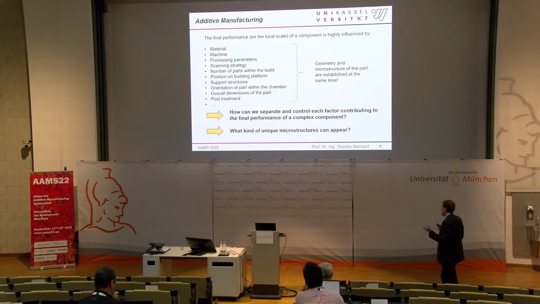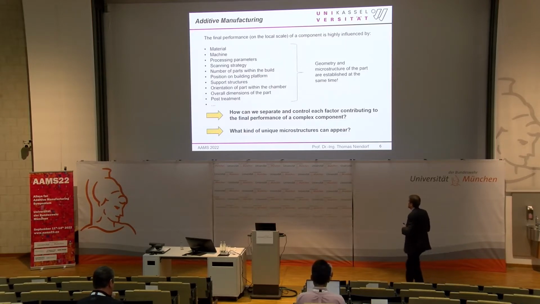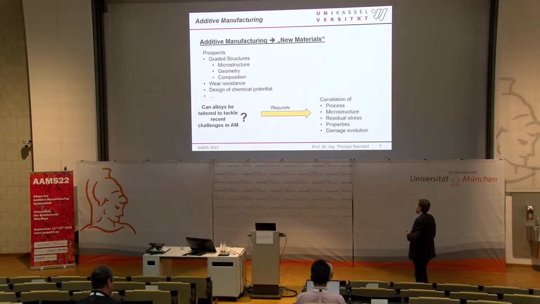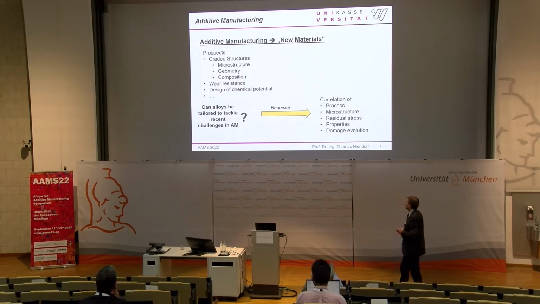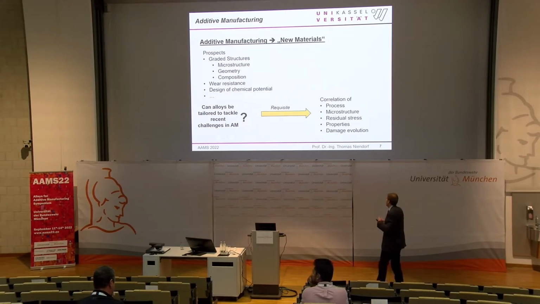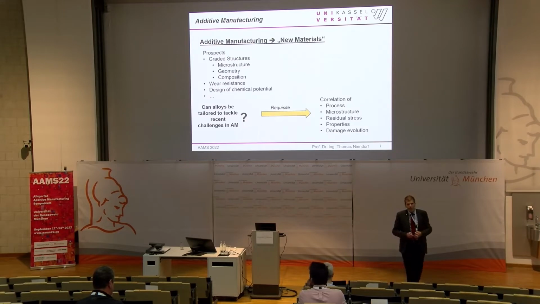There's another question that has partly already been answered by Matteo: what kind of unique microstructures can appear, can be promoted by the process variants we have? And another question, and this is the right conference to ask it: can alloys be tailored to meet certain demands and challenges in AM? I think we always have to look at these correlations I mentioned before, so we have to link the process with the damage evolution at the end.